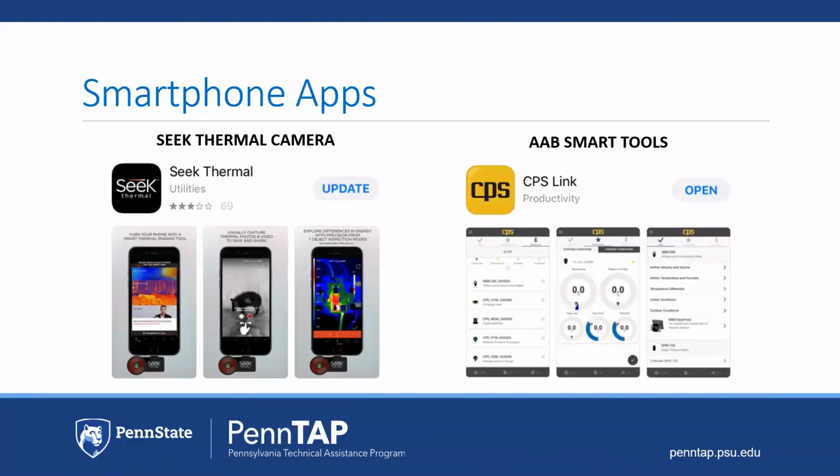To take advantage of these smart tools, you will need to download the apps to your smart device. Seek Thermal app is for the infrared camera, and the CPS Link app is for the HVAC smart tools. Both of these apps are free, and you can download them to your device prior to buying the products. The infrared camera is around $250, and the HVAC tools vary between $500 to $200.